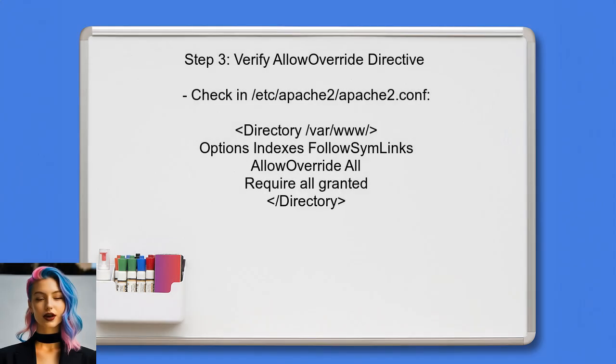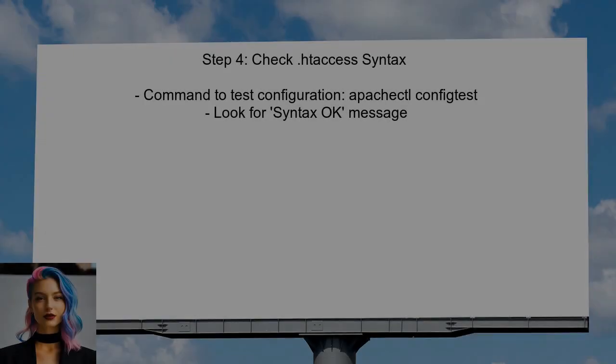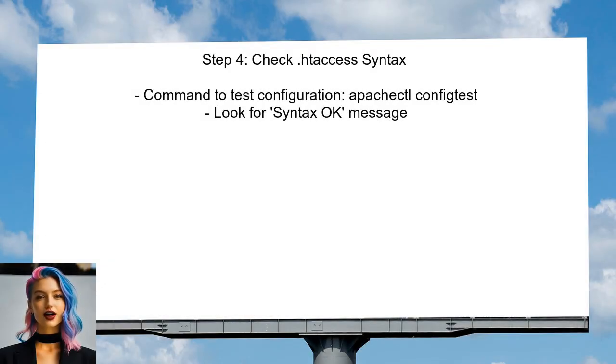After enabling mod_rewrite, the user should verify that the AllowOverride directive is set correctly in the Apache configuration file. The user should ensure that it is set to All for the directory where the project files are located. Finally, the user should check the syntax of the .htaccess file for any errors. A small mistake in the syntax can lead to a 500 error. The user can test the configuration by running apache config test to ensure there are no syntax errors.